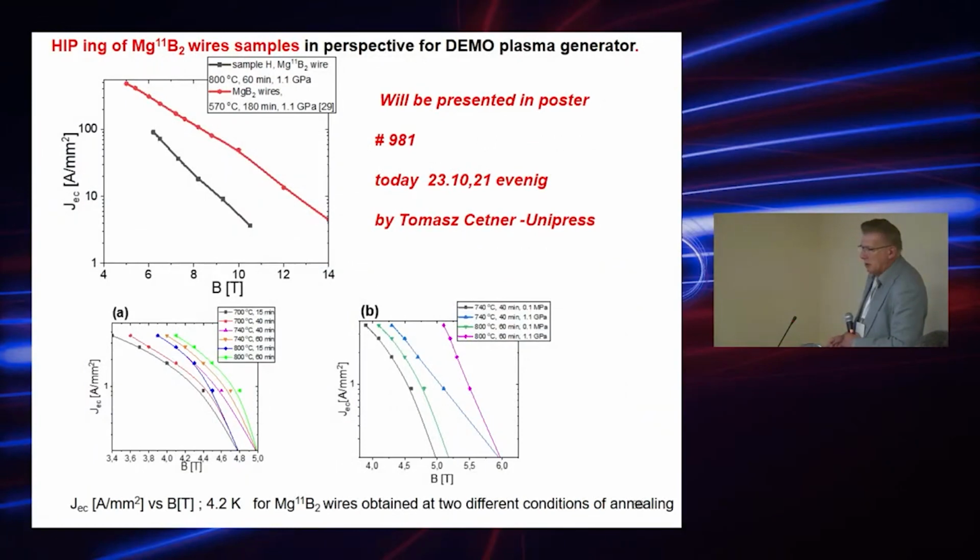And maybe I will leave this one for Tomek. He will present today the first results about MgB2 with boron 11. Boron 11 maybe could be adapted for a plasma generator as a demo, maybe in the near future.